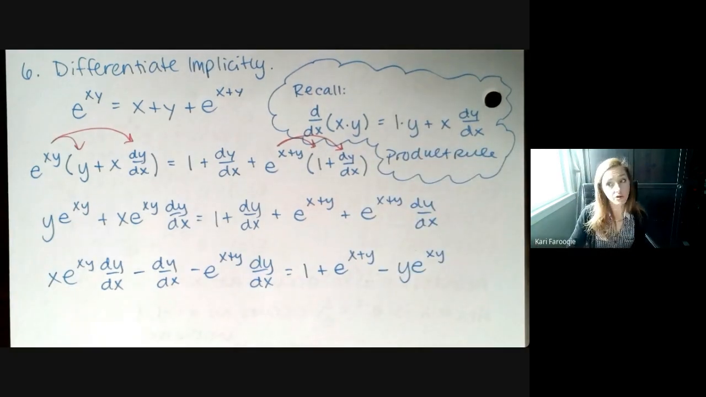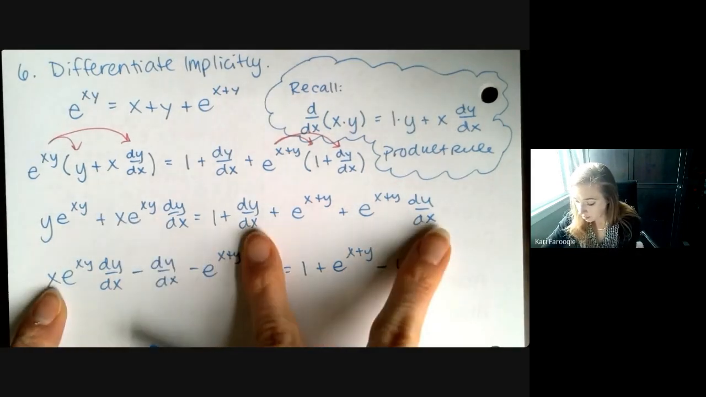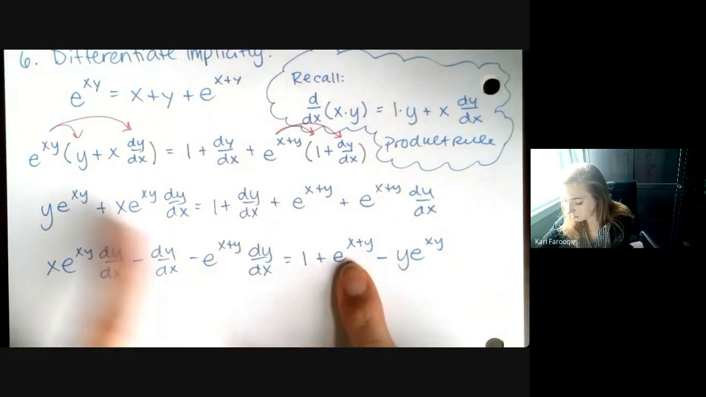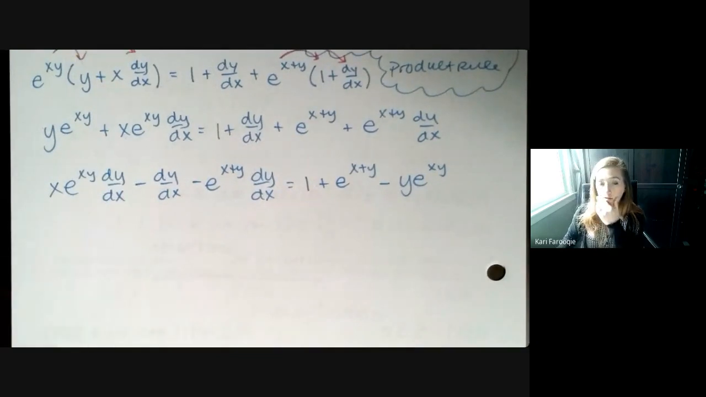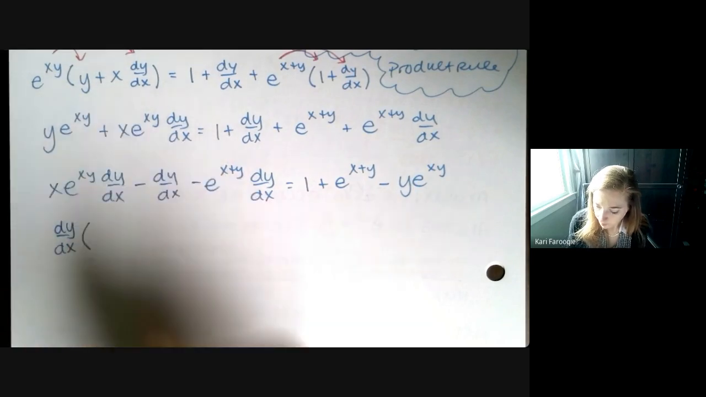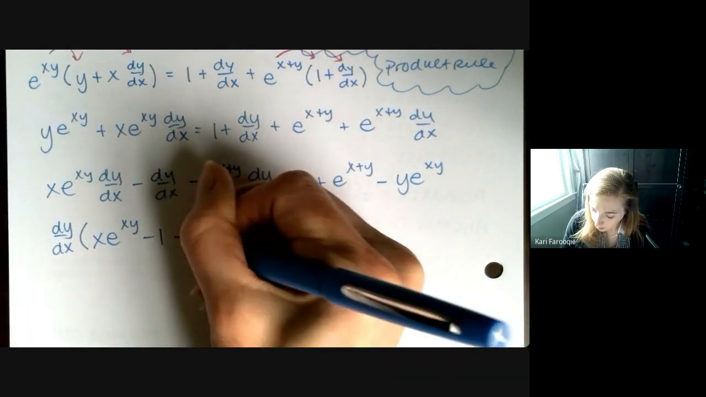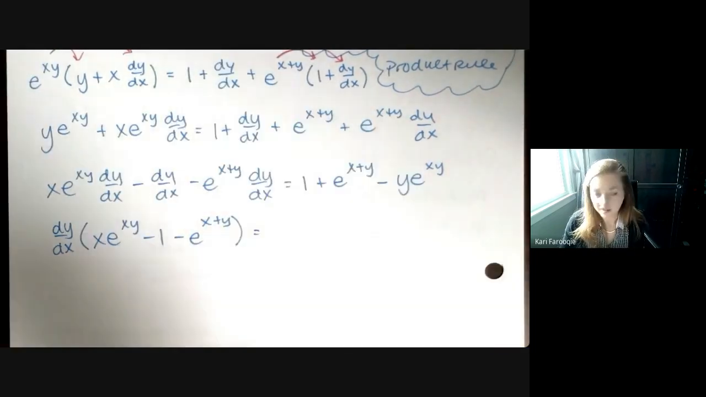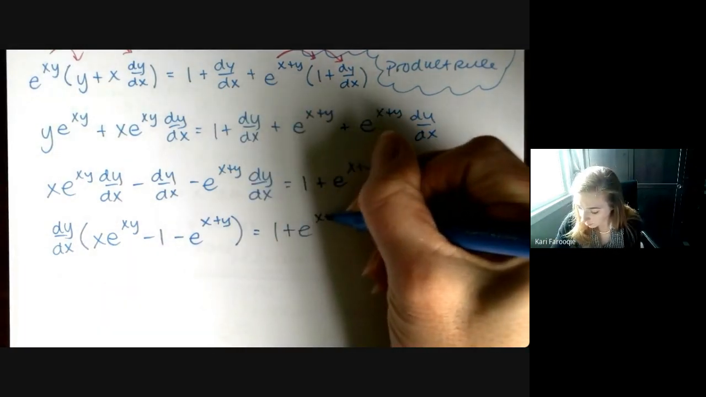There it is. I'm going to double check and make sure all my signs are correct. So this one stayed the same. These two went negative. Yep. These two stayed the same. This one went negative. Awesome. Once you have all the dy/dx's on one side, factor them out. And that leaves you with x e to the xy minus 1 minus e to the x plus y. I know it's a lot of little things you got to watch out for here. Rewrite the right-hand side.